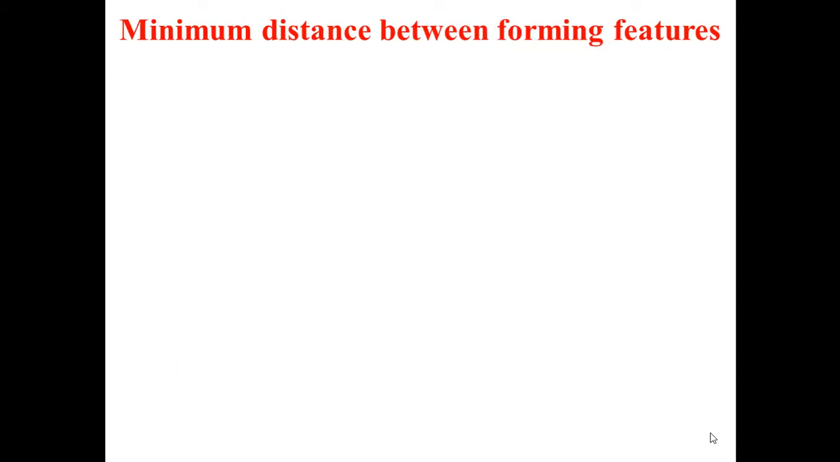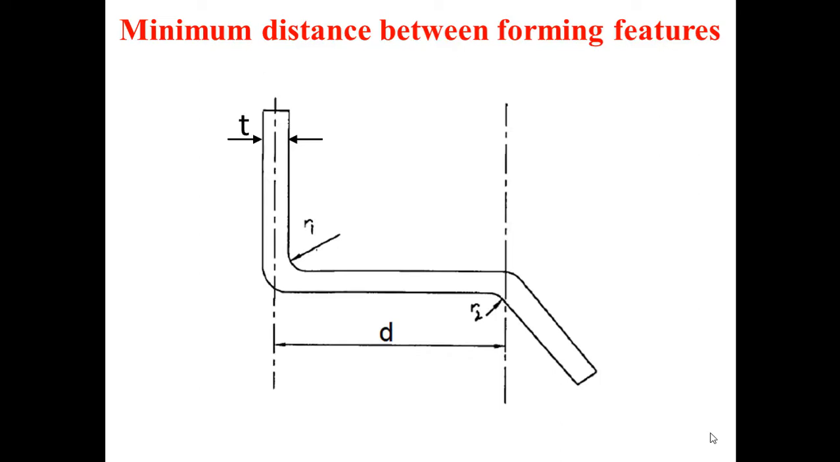Now for the minimum distance between forming features, as you can see in this figure, which depicts a sheet metal part with two forming features, which are the wiped bend to the left and the flange to the right. The rule is that this distance, which is the distance between the two forming features, must be higher than 4 times the thickness of the sheet metal part, plus the radius of the first forming feature, plus the radius of the second forming feature.